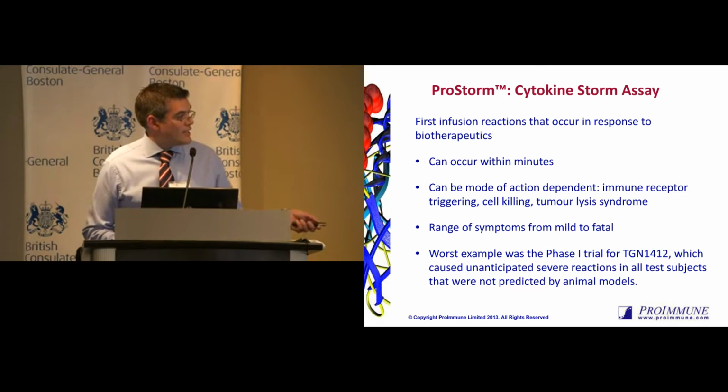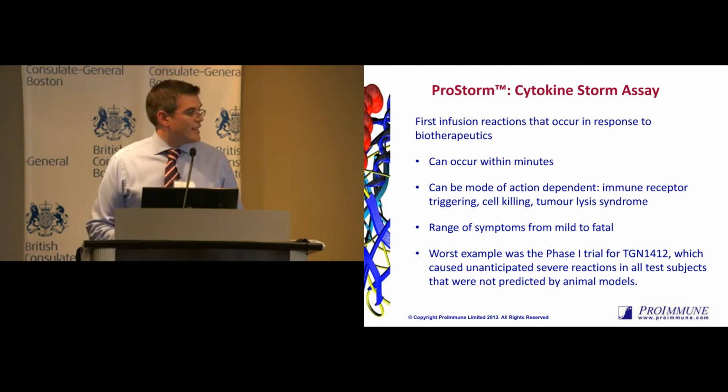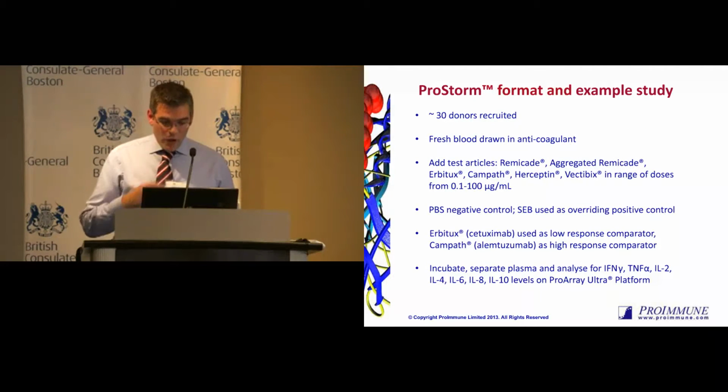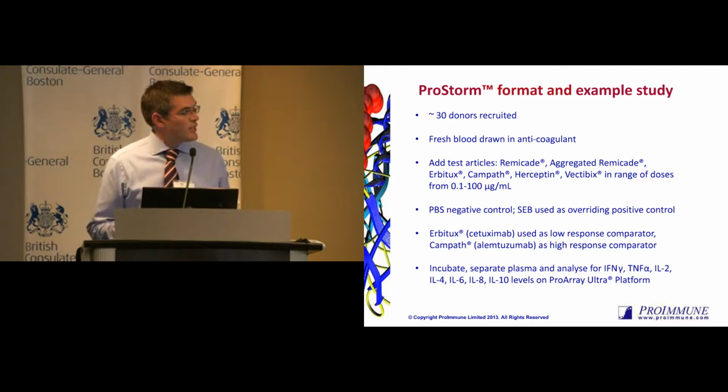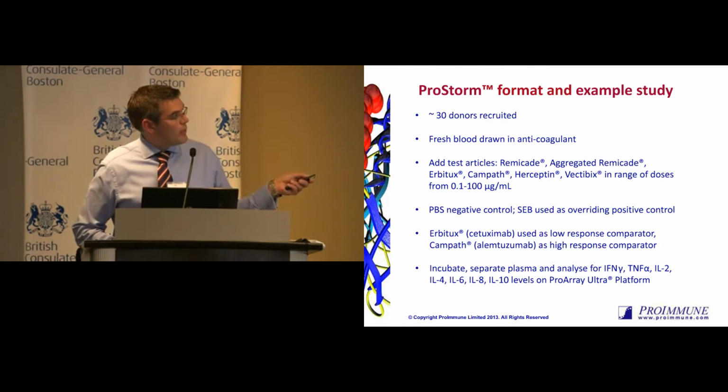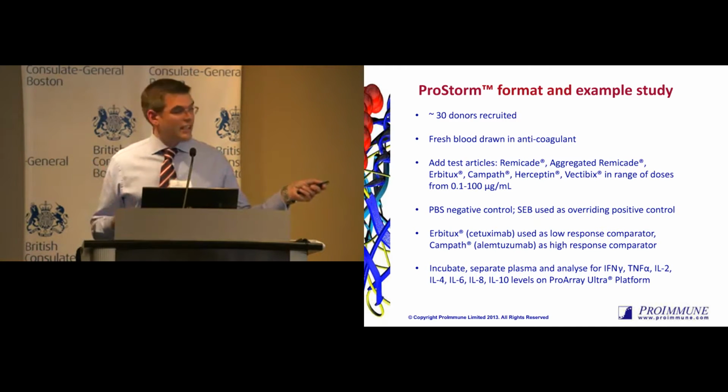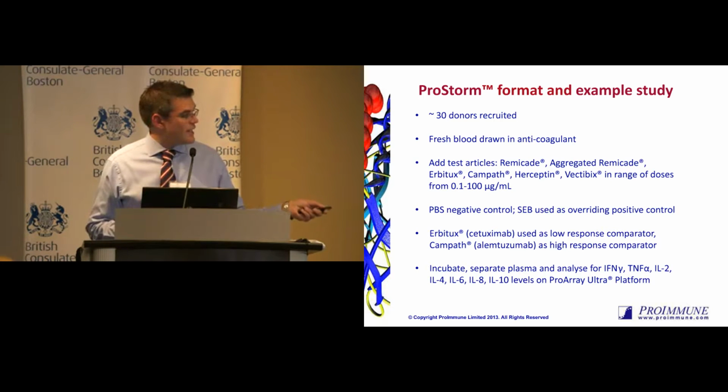Now we all know about the TeGenero drug, TGN1412, which caused some very, very serious adverse effects in all the test subjects that received this molecule in London. And the way that we want to address this is by using a very simple whole blood assay. In this assay, we work with a panel of donors, for example, 30 donors. Fresh blood is drawn into anticoagulant. We then add a range of different test articles in a range of doses, and we have controls for the assay as well.